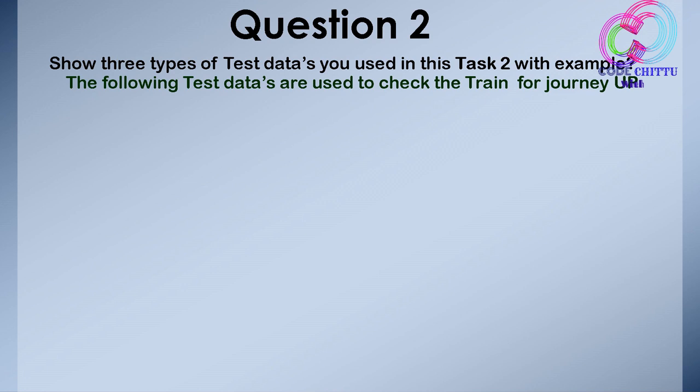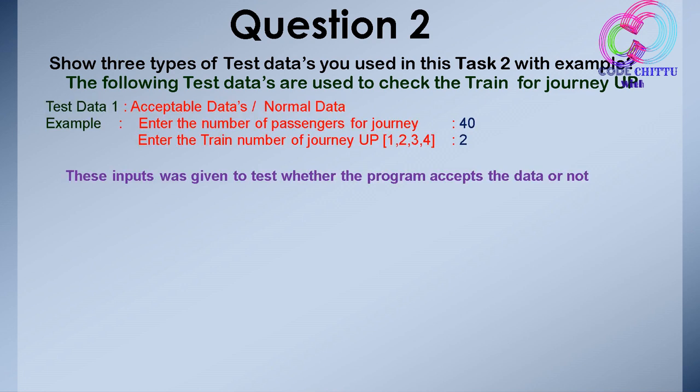So the first test data is acceptable data. This is very important. You can call it acceptable or normal data. And what we are checking is this: I give one sample example. What are the 2 inputs we are getting? The number of passengers for the journey and the train number. So I give 40 as the number of passengers. If I give negative numbers, it may reject, but in our program we didn't add any validation statement for the number of passengers. That is one limitation in our program.